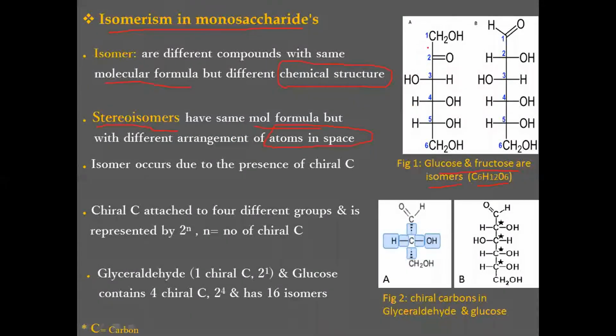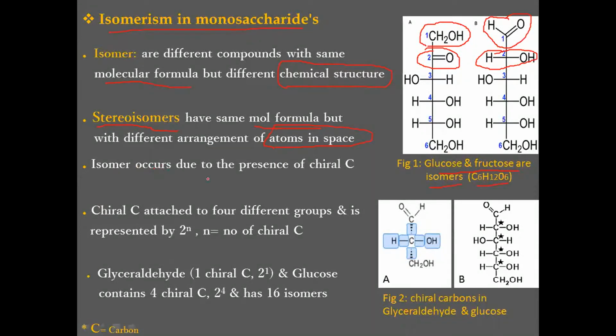You can see here, A is fructose. Here at C1, a CH2OH group is present, while in glucose at carbon number 1 an aldehyde group is present. In fructose at carbon number 2 a ketone group is present, and in glucose H and OH groups are present. So although they have the same molecular formula, their arrangement of atoms or structure is different. So they are also isomers and stereoisomers of each other.